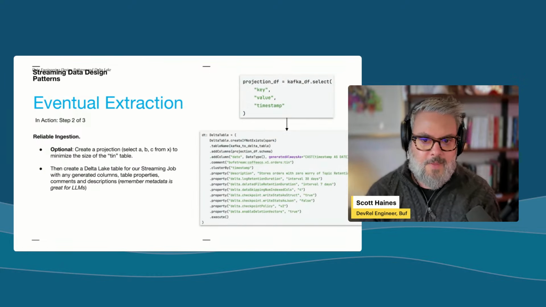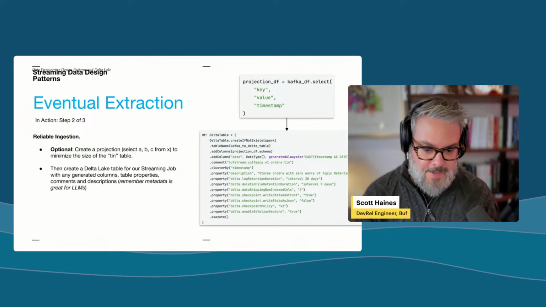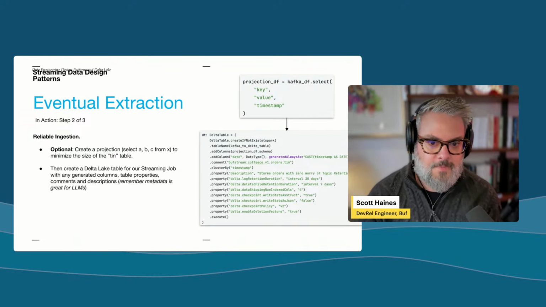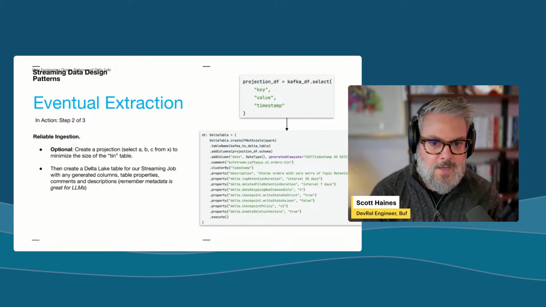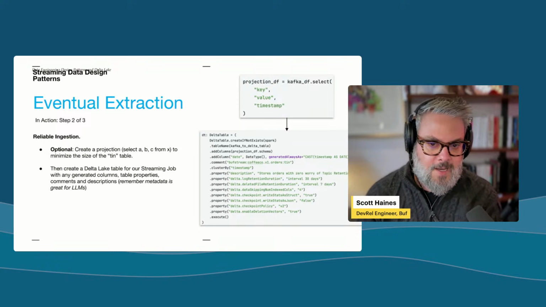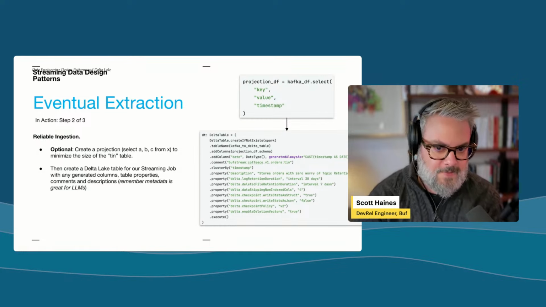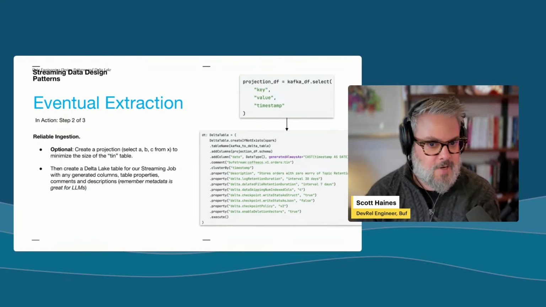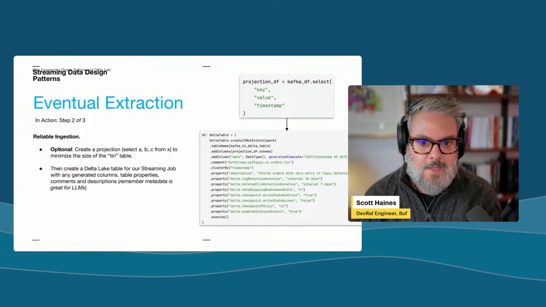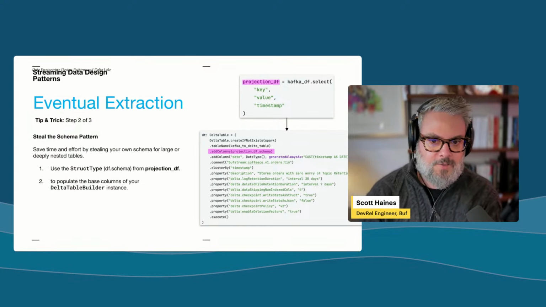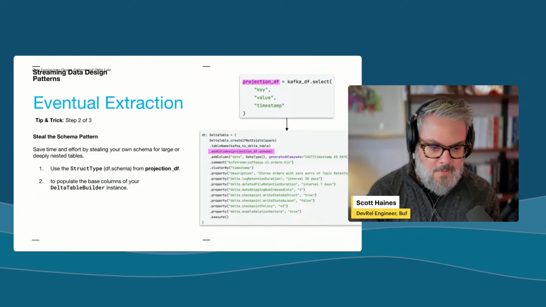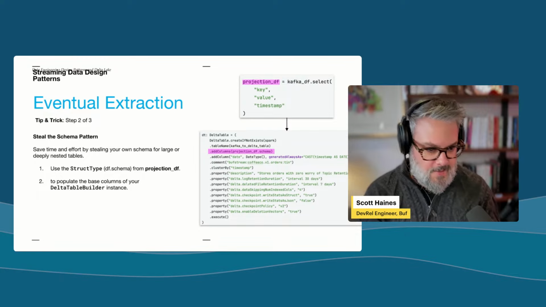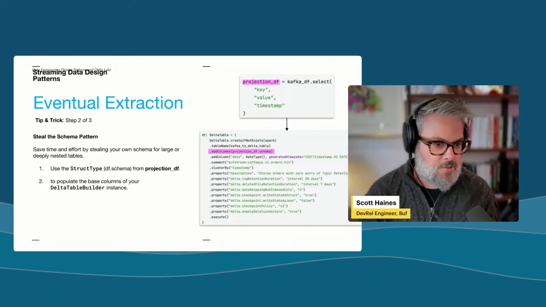All right. So if we think about this reliable ingestion, right? I'm taking that initial Kafka data frame. Say I only care about the key, value, and the timestamp. I'm going to create a projection by doing a select against my data frame. And the neat thing about this is that because we have a data frame, and that data frame has a schema, which ends up being essentially the struct type behind the scenes, we can use that to do something that I like to call steal the schema. So if we already know what our schema should be, then we can steal it from ourselves as long as we're writing an initial table.